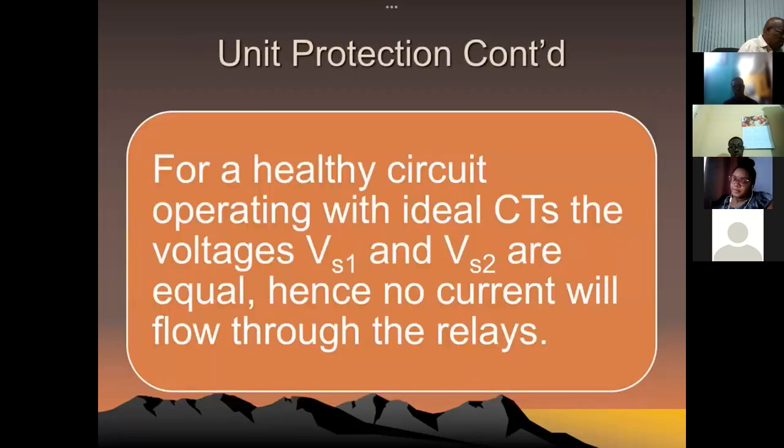So in terms of notes, if you wish to write that, or if you had taken a note based on what I said earlier, for your VBS, VS1 is equal to VS2 for a healthy circuit, and therefore you have no current flow through the relays.